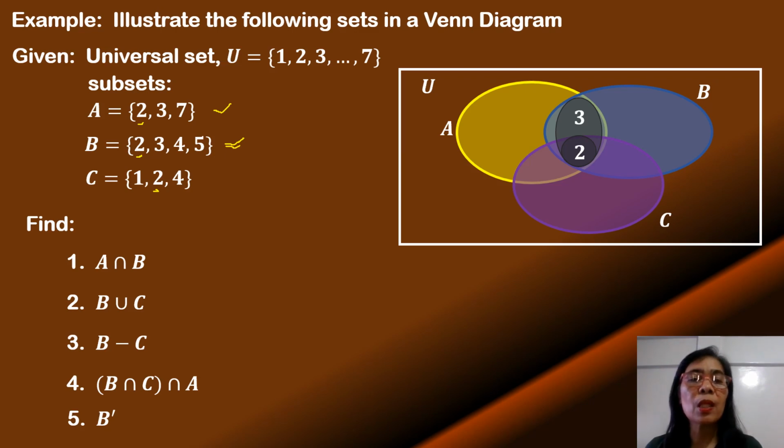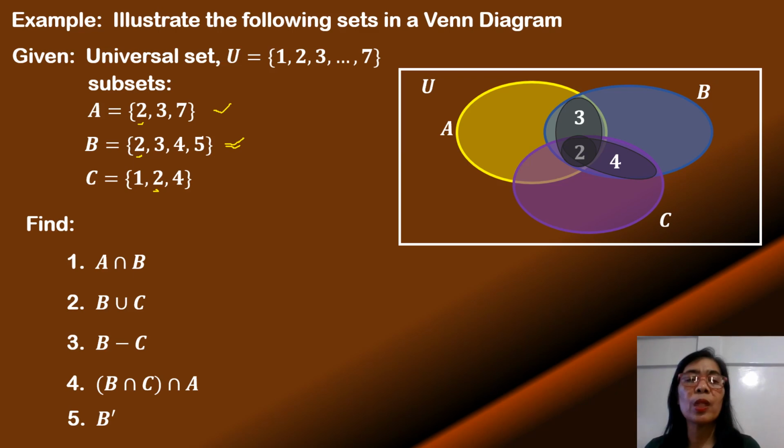So B and C have common elements 2 and 4. The area or the region showing the intersection of sets B and C is this area, and the common elements are 2 and 4. Since we already have a 2 in here, we need to write in there 4. Okay? So, intersection between A and C, we only have this element 2, which is already found in here.